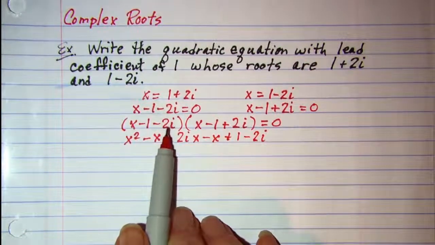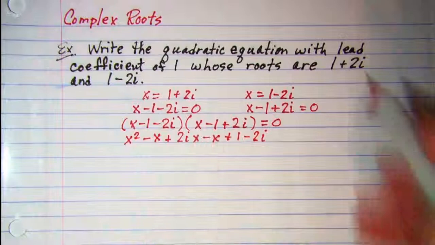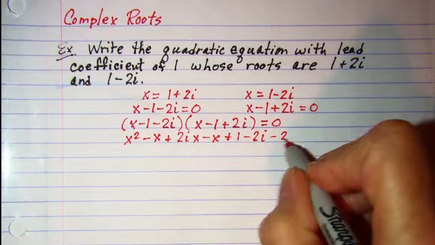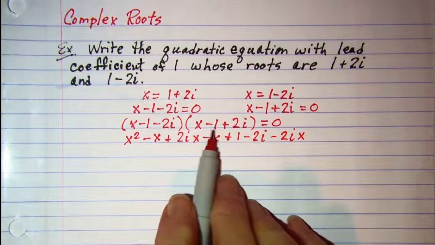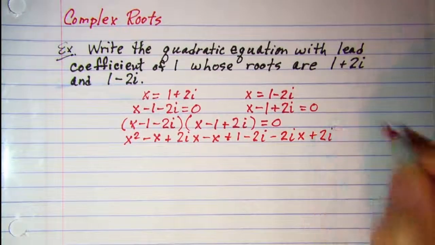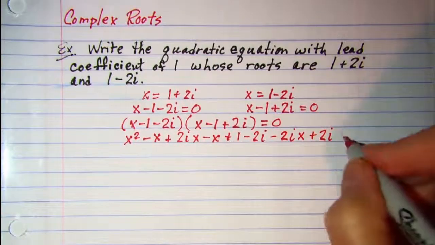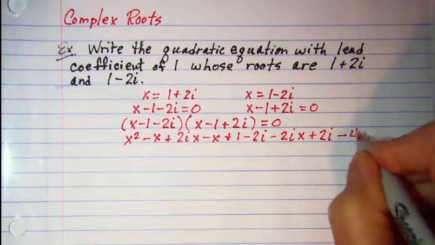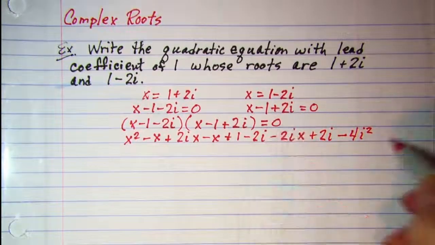And then finally, I'm ready to take the negative 2i through. Negative 2i times x is negative 2ix. Negative 2i times negative 1 is a positive 2i. And negative 2i times a positive 2i is a negative 4i squared. And that's equal to 0.